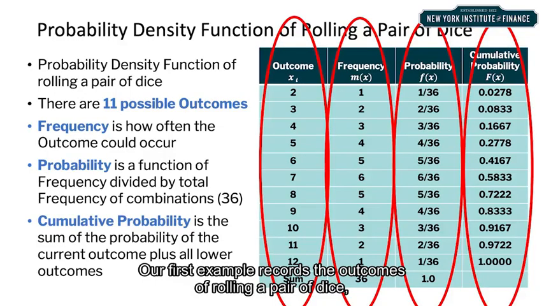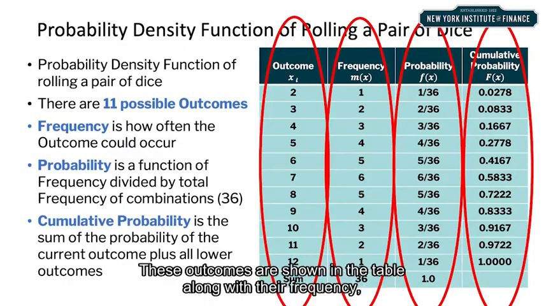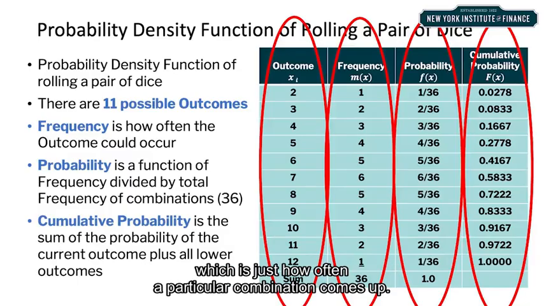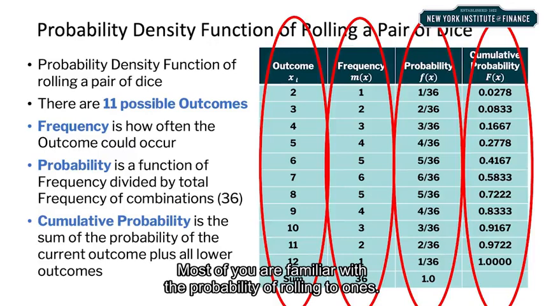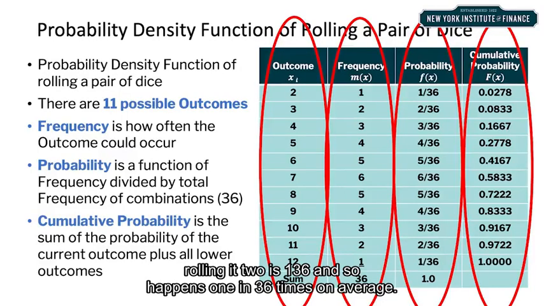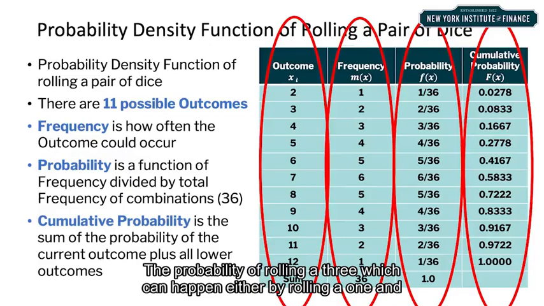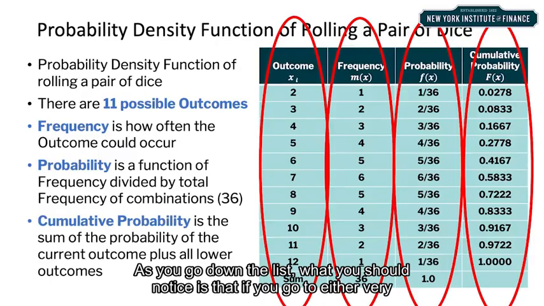Our first example records the outcomes of rolling a pair of dice where there are 11 possible outcomes. These outcomes are shown in a table along with their frequency, which is just how often a particular combination comes up. Most of you are familiar with the probability of rolling two ones, so you can see in the table the probability of rolling two ones, or rolling a 2, is 1/36, and so happens 1 in 36 times on average. The probability of rolling a 3, which can happen either by rolling a 1 and a 2 or a 2 and a 1, is twice as high, so that's 2/36, and so on as you go down the list.